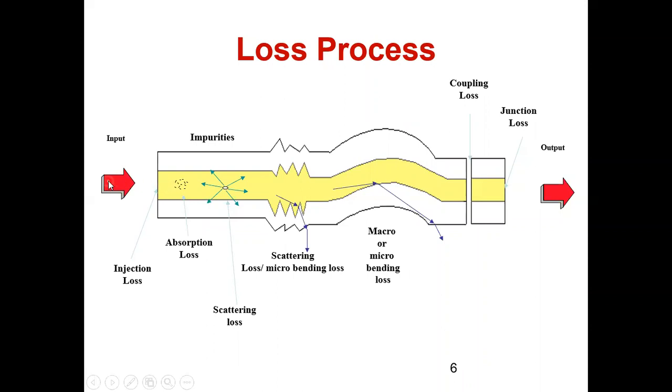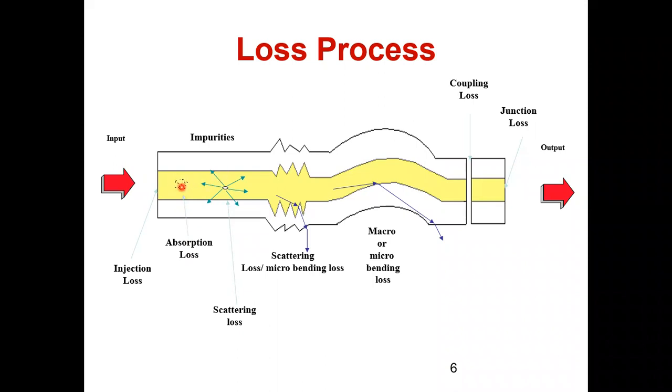When the light from the source is coupled, or you can say injected, into the fiber, there is some power level of the source. During this coupling of light from the source to the fiber, there will be some loss. So there is loss at the beginning only, and here I get injection loss. Then light enters the fiber. There might be some foreign particles present apart from the silica glass. Those particles absorb the light, so I get absorption loss.